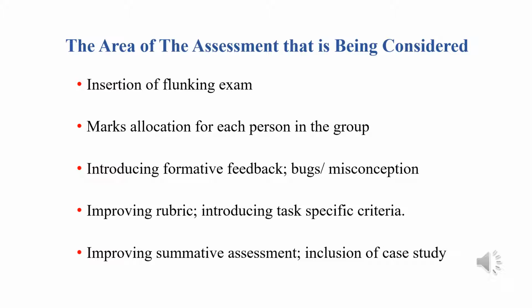The areas of the assessment that are being considered. Firstly, insertion of a flunking exam, as it leads to students' improvement. Secondly, to improve team effort, allocating marks for each person in the group can be introduced. Thirdly, formative feedback, which is information communicated to the learner that is intended to modify students' thinking for the purpose of improving learning. Therefore, I am planning to introduce formative feedback, which is bugs or misconceptions in engineering project management. Fourthly, I propose to improve the rubric by introducing task-specific criteria instead of unit-specific only. Lastly, improving summative assessment, which is inclusion of a case study.